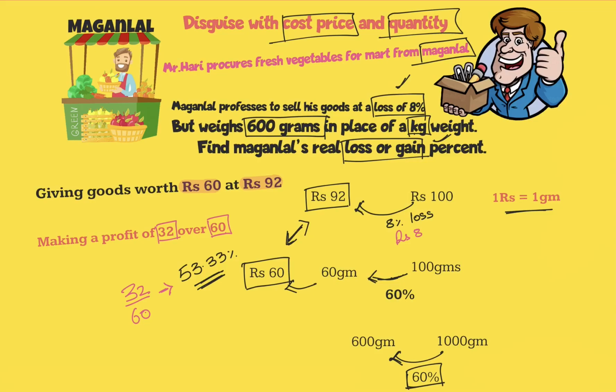So till now we have seen the disguise with cost price and quantity. After that we'll see what are the other ways in which the dealer can make a disguise.